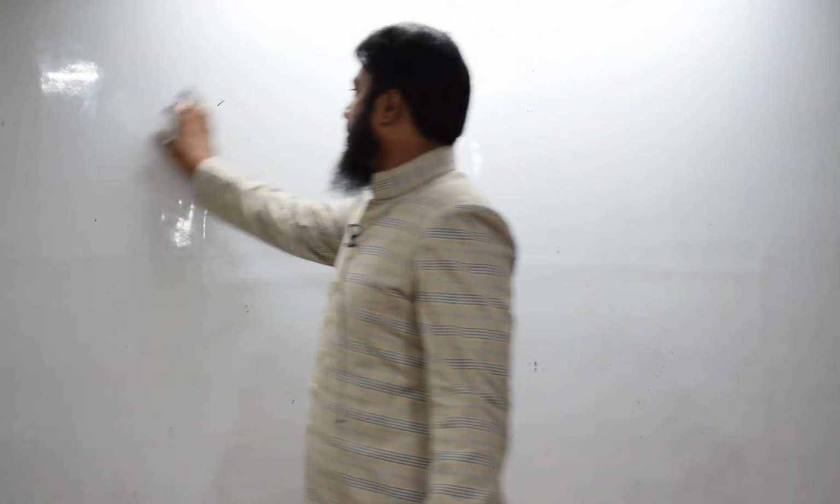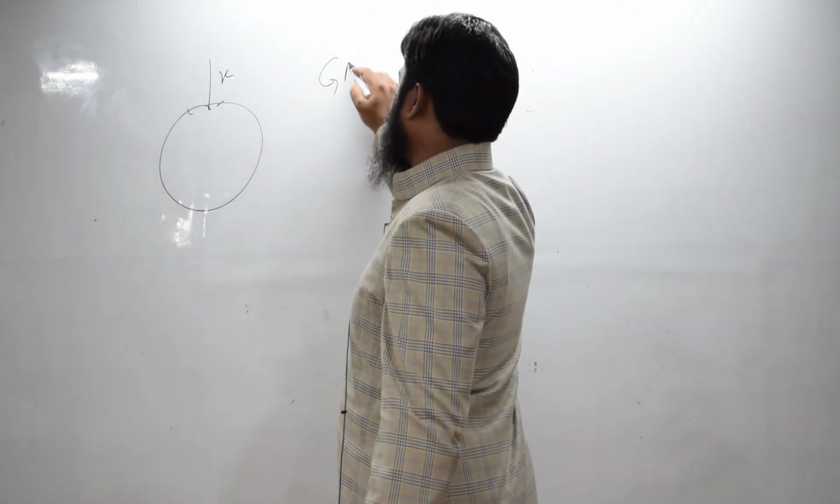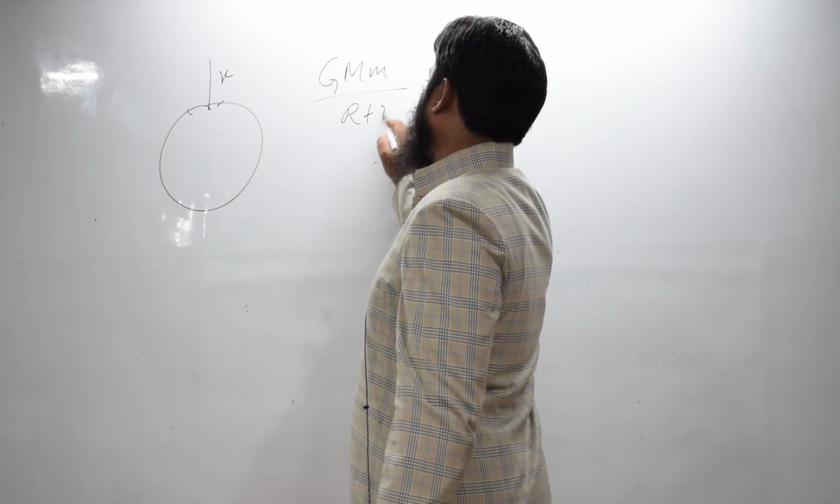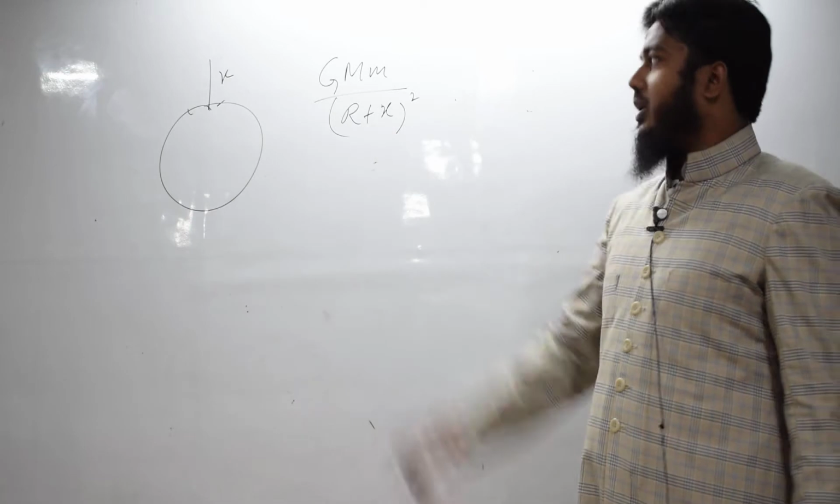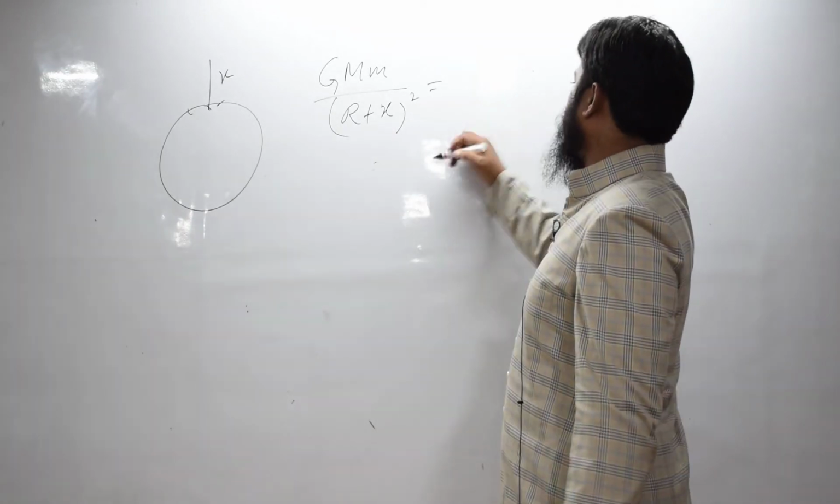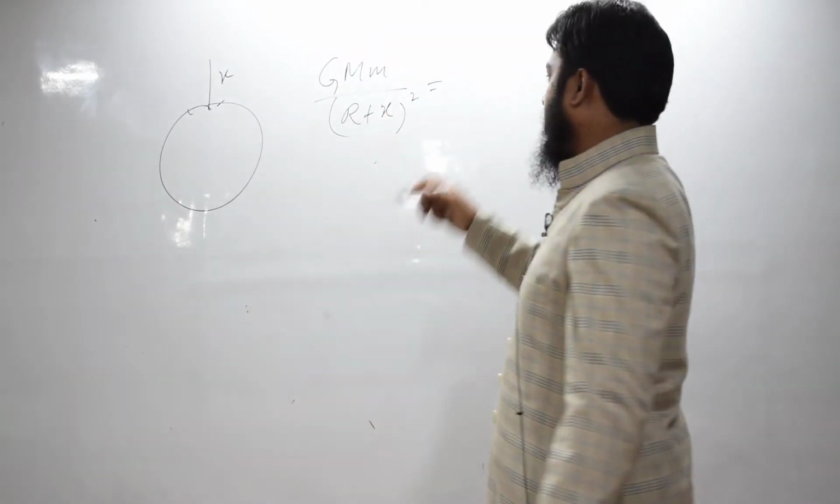Next question is, a satellite of mass small m revolves around the earth of radius capital R at a height small x from its surface. If small g is the acceleration due to gravity on the surface of earth, find the orbital speed of the satellite. Now, if a satellite is at height x from the surface, then gravitational force on the satellite will be GMm upon R plus x whole squared. Now, this force will provide the necessary centripetal force for the satellite to move in orbit.